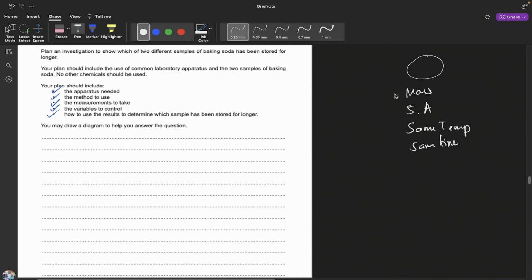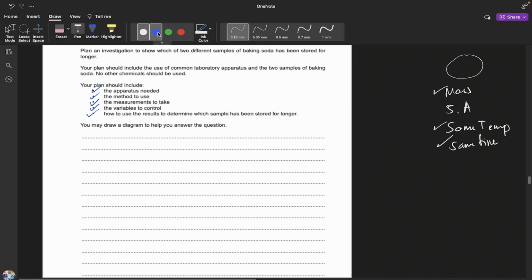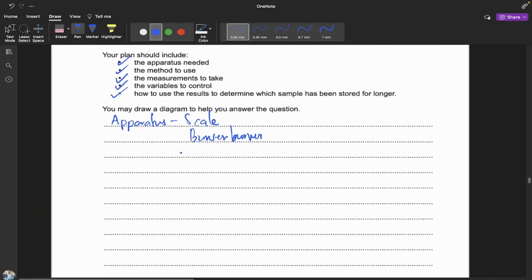As we are measuring the mass, temperature and time, we can say that we are using a stopwatch, thermometers, measuring scale and so on. So first one, apparatus. Don't write stopwatch at first. Scale, Bunsen burner. We can also use a heating plate, that's also fine.